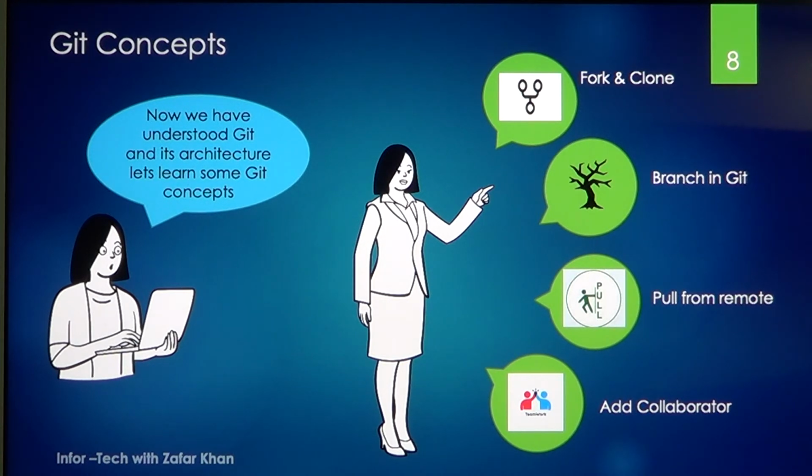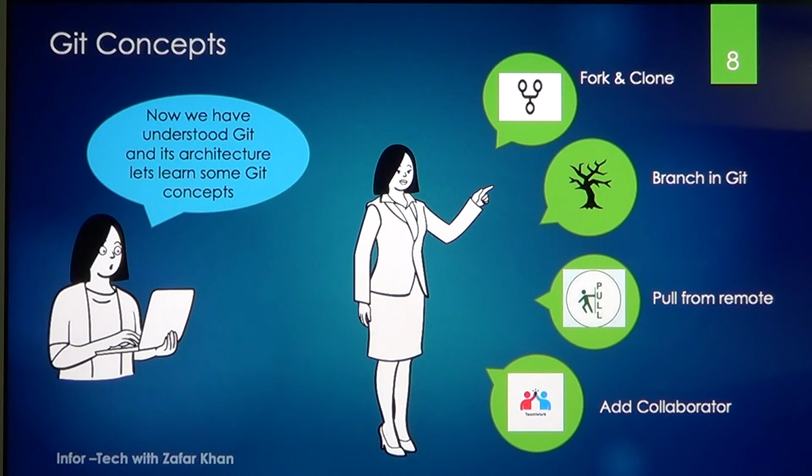Now the next one is pull from the remote. So basically the git pull command is used to fetch and download the files from the remote repository and update the local repository according to your requirement. Next one is adding a collaborator. We can invite other GitHub users to become a collaborator of our repositories. Being a collaborator of a personal repository, he can pull the files of the repository and push the changes to the repository.